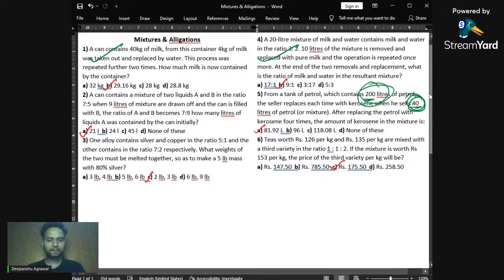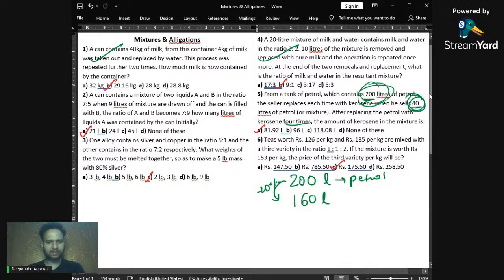So initially we had 200 liter of petrol, right? Now the seller replaces each time with kerosene and he sells 40 liters of petrol or mixture after replacing the petrol with the kerosene 4 times. So we have to do this for the four iteration. So in the first iteration, 20% of the petrol would be taken out. So we would be remaining with 160 liter of petrol, right? And remaining would be the kerosene, obviously. 40 liter would be kerosene.